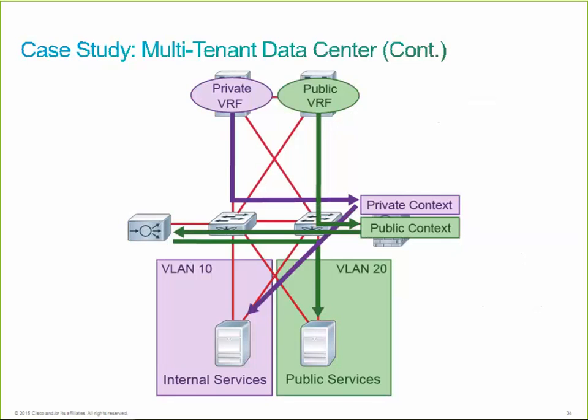So we create a public VRF, we create a private VRF, which is built from these private and public contexts, and then we have a VLAN for our internal services and a VLAN for our public services. It's a pretty basic design. All right. Not much of a case study, quite frankly, but whatever.